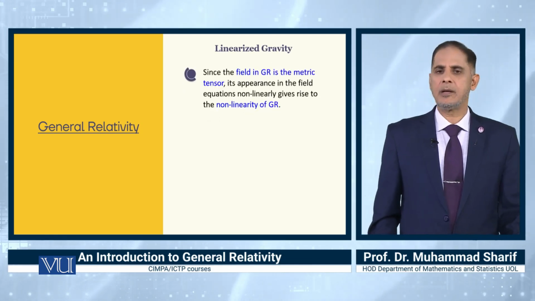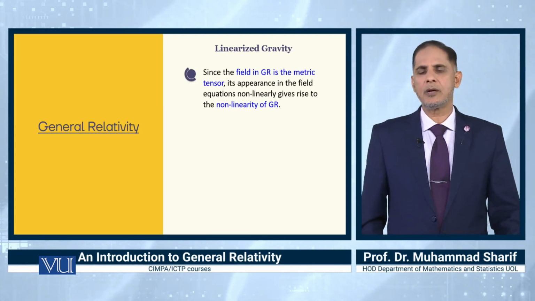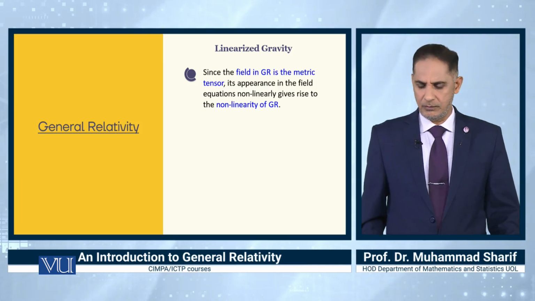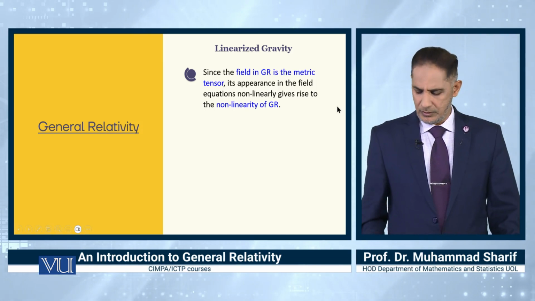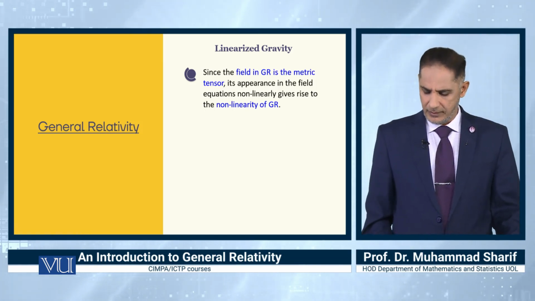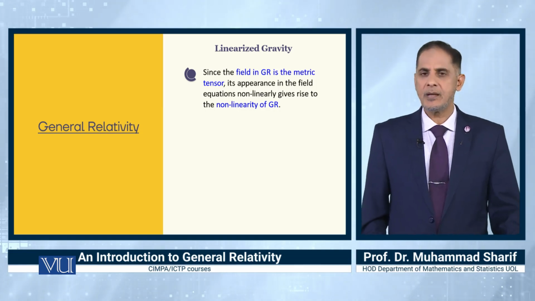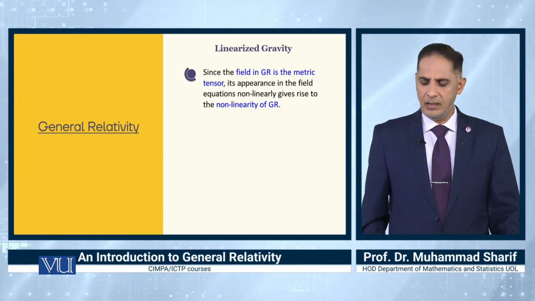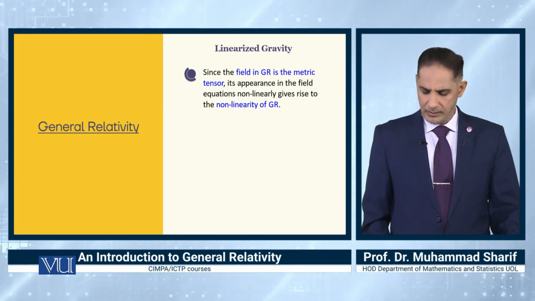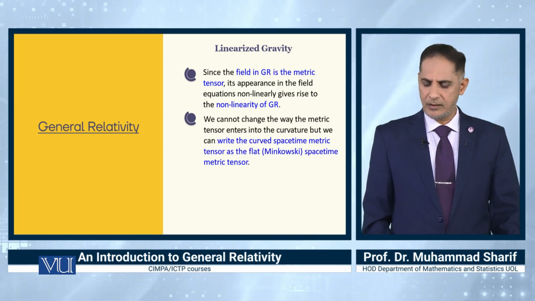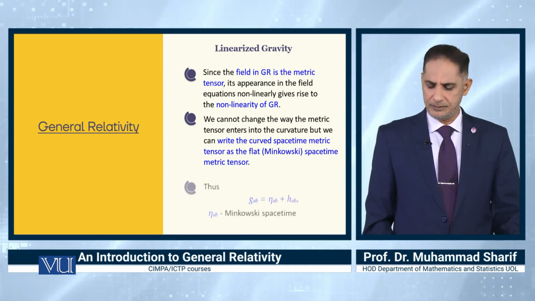Next, we discuss linearized gravity. We all know that GR is nonlinear, and obviously the nonlinearity gives some motivations, but we can have some more insights by considering its linear form. Since the field in GR is the metric tensor, its appearance in the field equations nonlinearly gives rise to the nonlinearity of general relativity. We cannot change the way the metric tensor enters into the curvature, but we can write the curved spacetime metric in terms of the flat or Minkowski spacetime metric tensor.